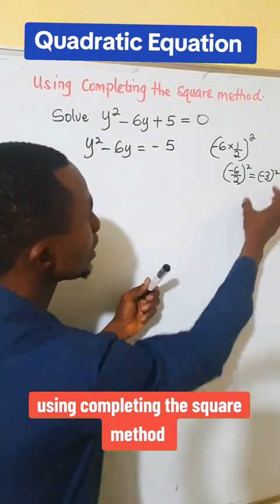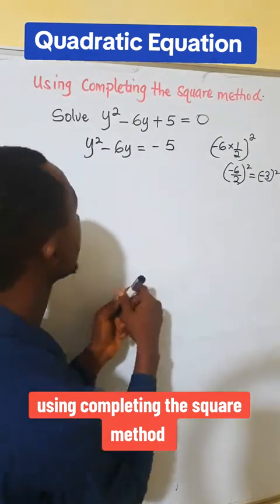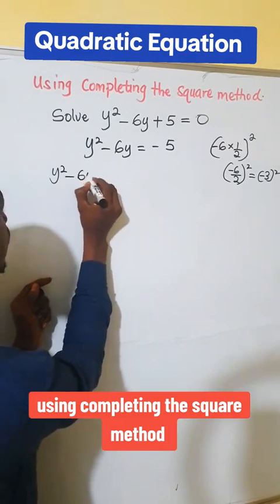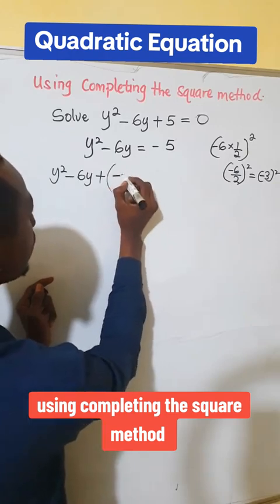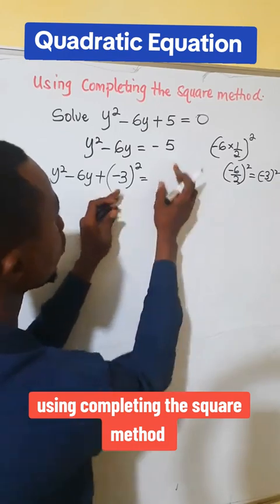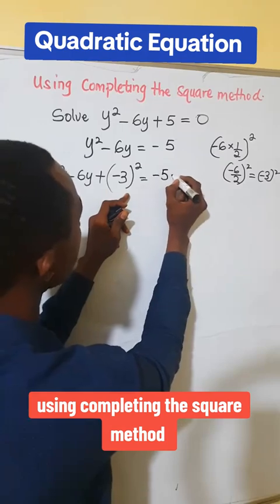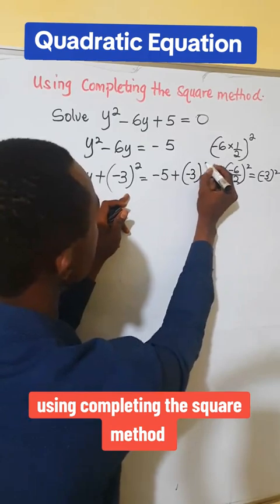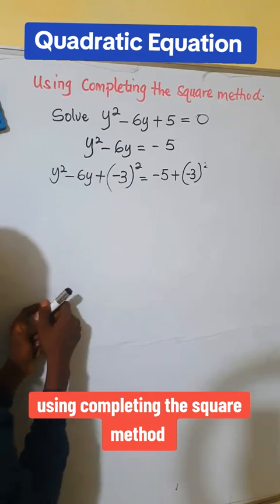So we are going to take this particular sum and add it to both sides of the equation, right? So this will now give us y squared minus 6y plus minus 3 all raised to the power of 2 must be equal to, we are going to also add it to this right hand side, but this is now minus 5 plus minus 3 all raised to the power of 2. Okay, so let us find this further.